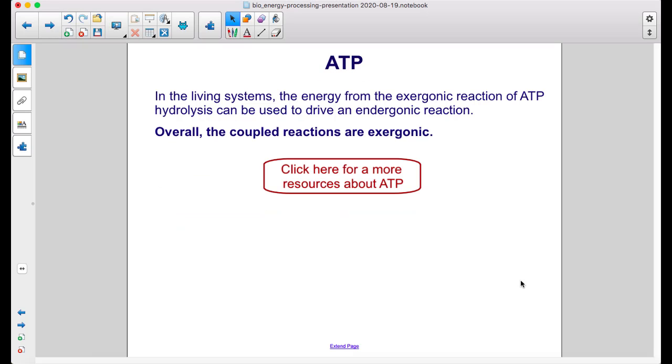In living systems, the energy from the exergonic reaction of ATP hydrolysis can be used to drive an endergonic reaction. Overall, the coupled reactions are exergonic.